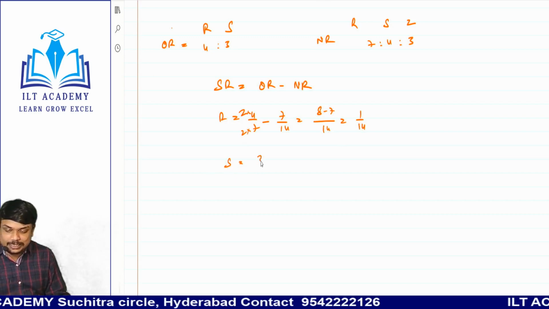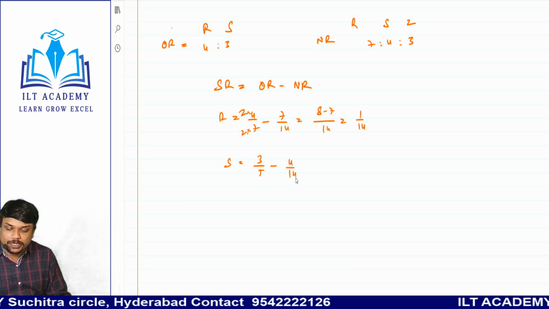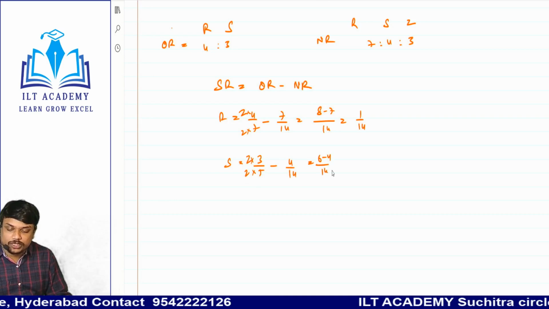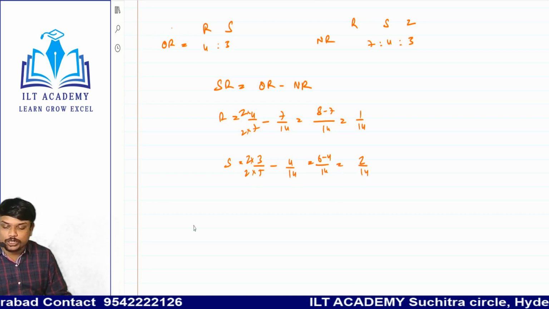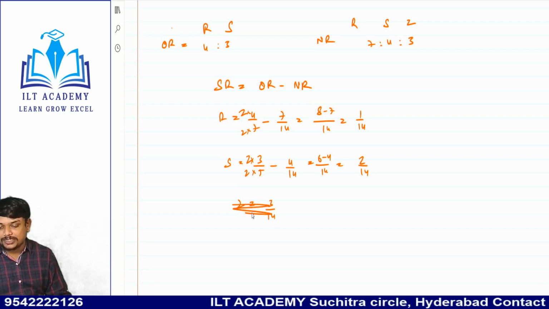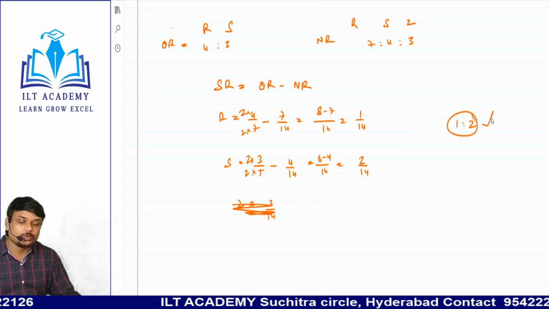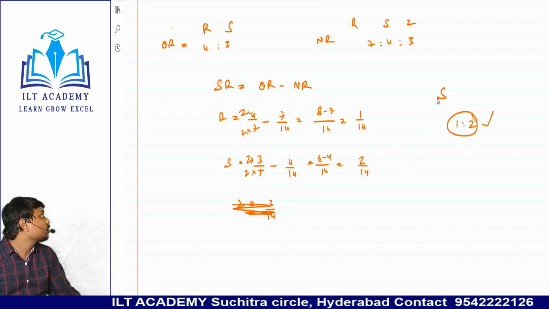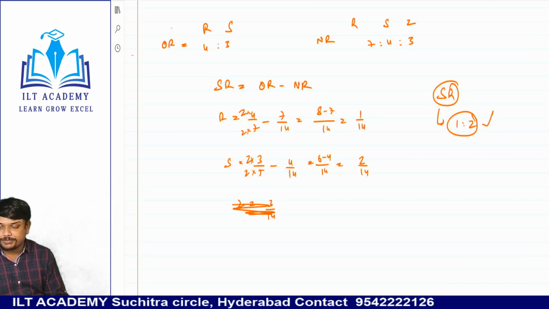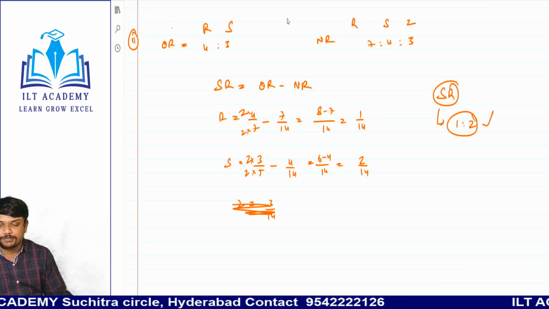And what is S's share? 3 by 7 minus 4 by 14. Multiply by 2 and 2, which is 6 minus 4 divided by 14, which is 2 by 14. So the sacrificing ratio is 1:2. That's it. Sacrificing ratio is equal to 1:2. Got it? Did not understand? That is your 11th question done.